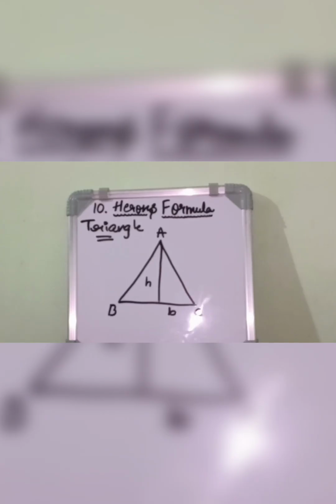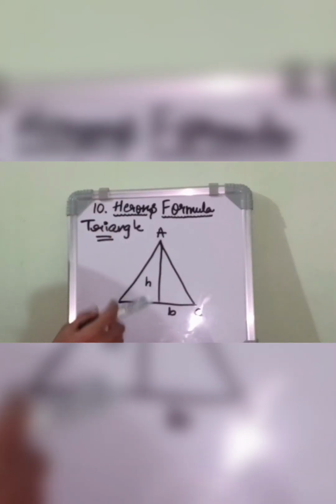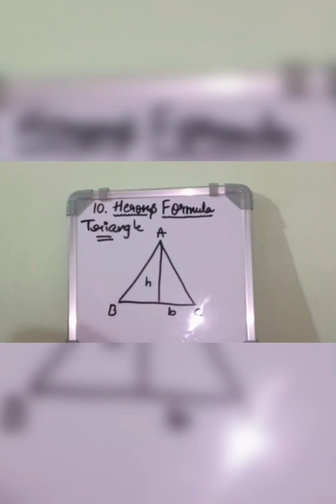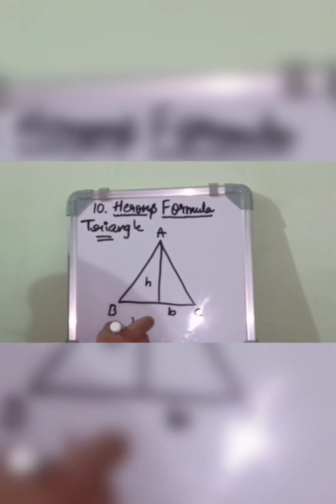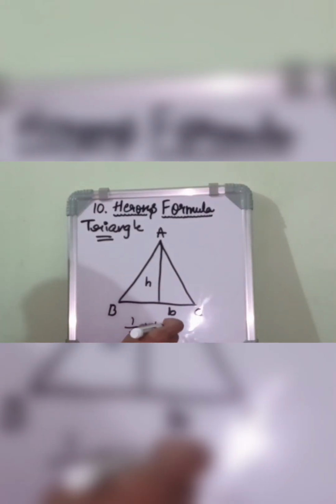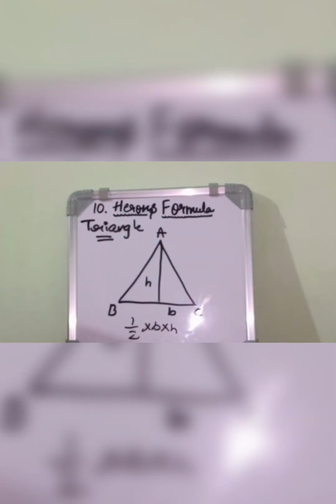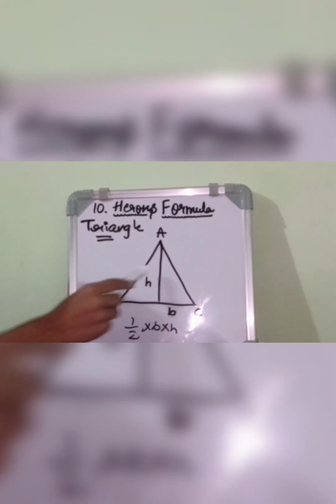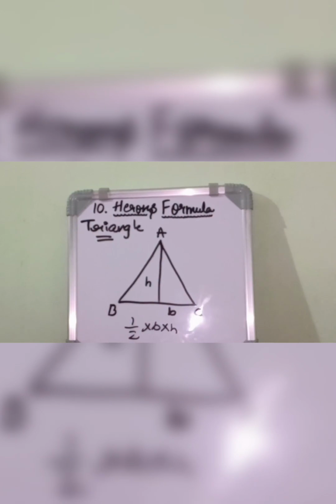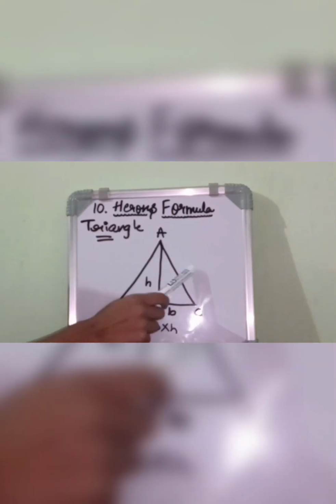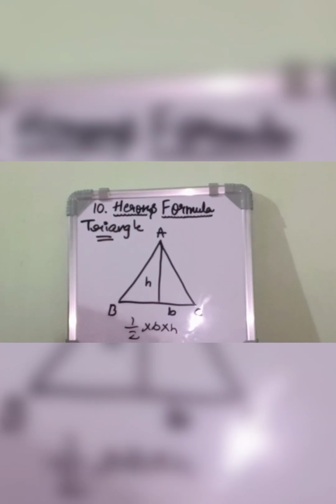A triangle is a three-sided closed polygon. This is a triangle ABC. Area of a triangle is equal to half into base into height. There are three types of triangle as per the sides. Equilateral triangle has all three sides equal. Isosceles triangle has two sides equal and the third side unequal. In a scalene triangle, all sides are unequal.